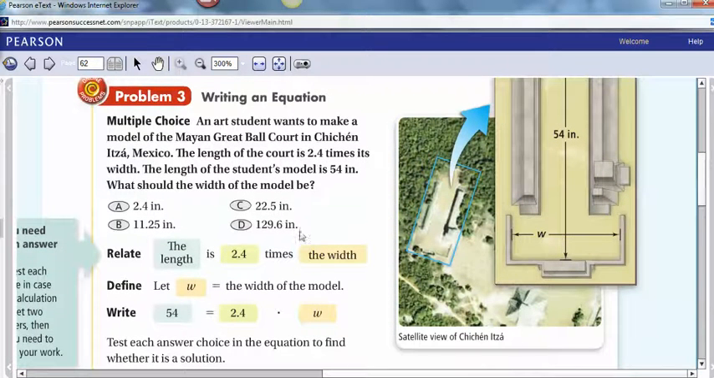Writing an equation. An art student wants to make a model of the Mayan Great Ball Court in Mexico. The length of the court is 2.4 times its width. The length of the student's model is 54 inches. What should the width be? When you get to these word problems, I know you like these just as much as you like fractions, don't you? You guys love word problems.